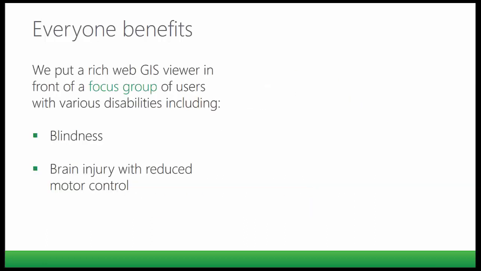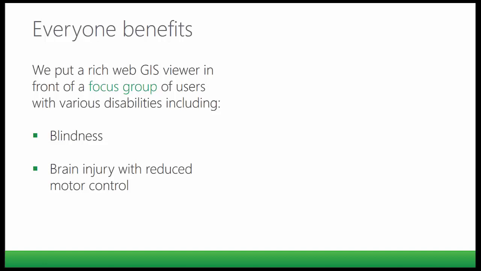During the development of our viewer for compliance and accessibility, we put it in front of a focus group. And that focus group had a number of disabled users with a bunch of different backgrounds, but they included someone who was legally blind and someone who had a brain injury and very reduced motor control. Precise control of a mouse, for example, was far beyond them. And here's what we discovered.